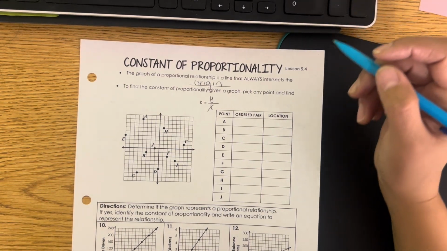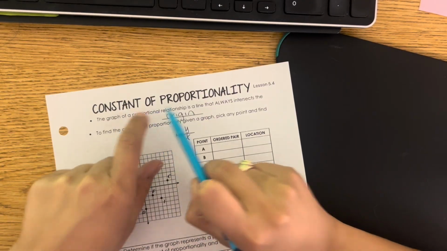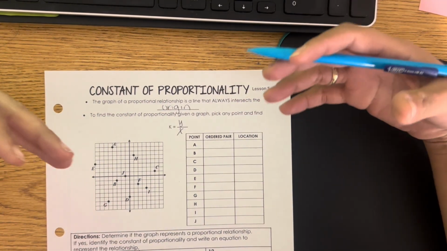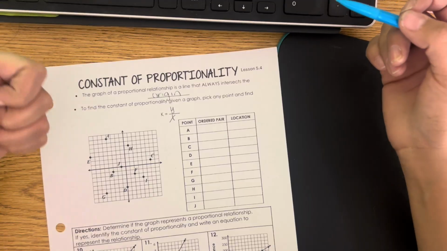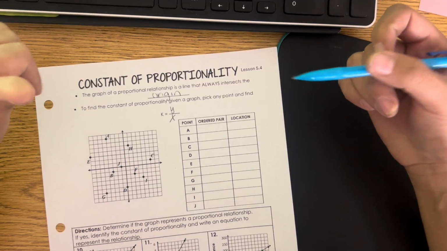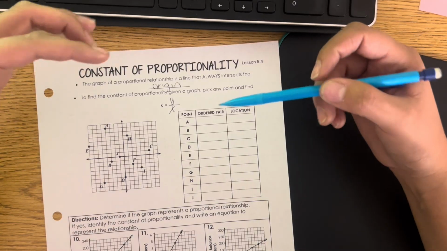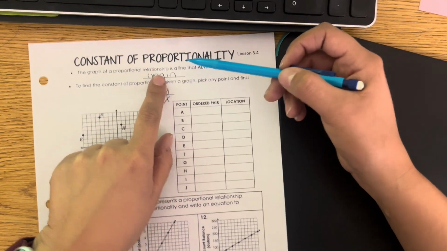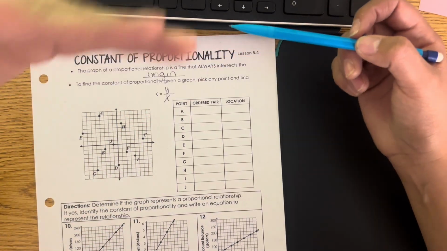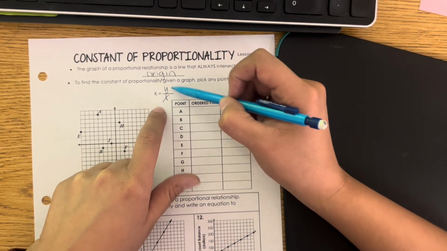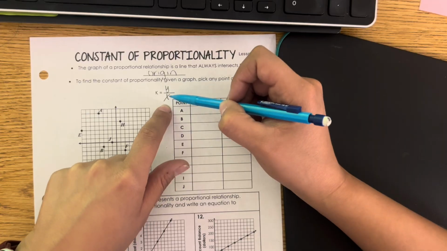Okay, so yesterday we introduced something called constant proportionality. This is the same thing as unit rate. More specifically, yesterday we talked about unit rate on a table, or constant proportionality. And today we're talking about constant proportionality on a graph. Same idea though. Constant proportionality is when I have a constant rate of change, and how we find that is we always put y over x, our y value over our x value.